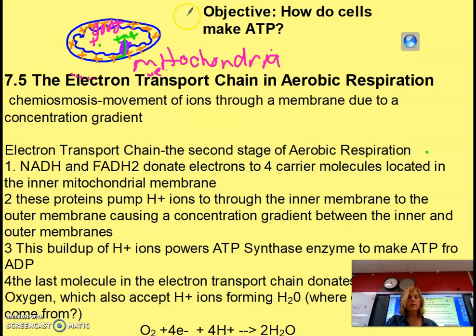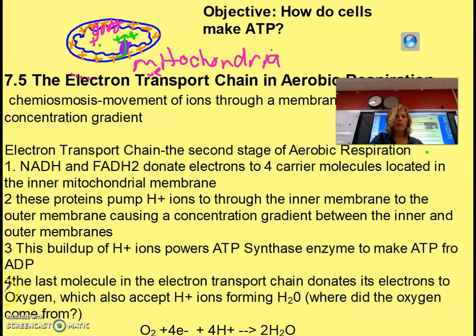And then this causes that buildup, number 3, and that buildup powers, almost like a battery, the ATP synthase to make ATP from ADP. And then the other thing we want to remember, that very last step: the last molecule in that electron transport chain donates its electrons to oxygen, which also accepts some hydrogen ions, forming water. And where did that oxygen come from?